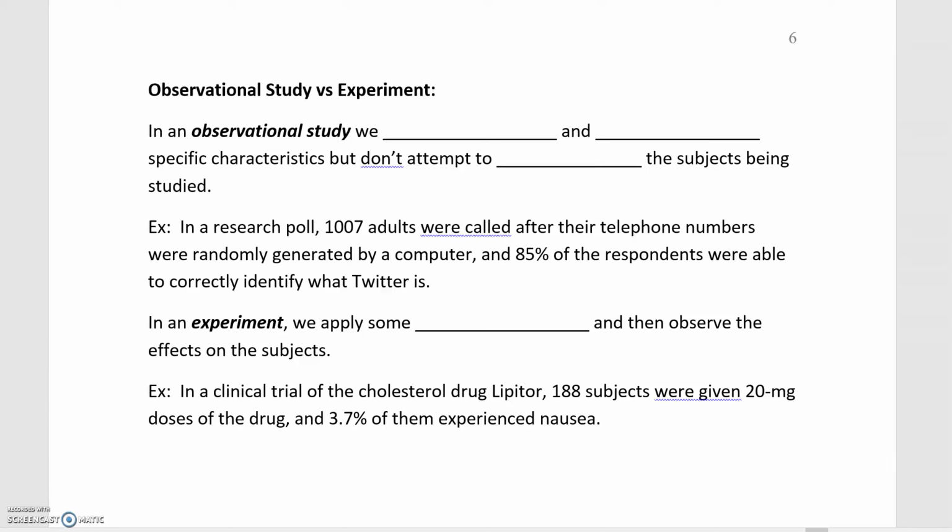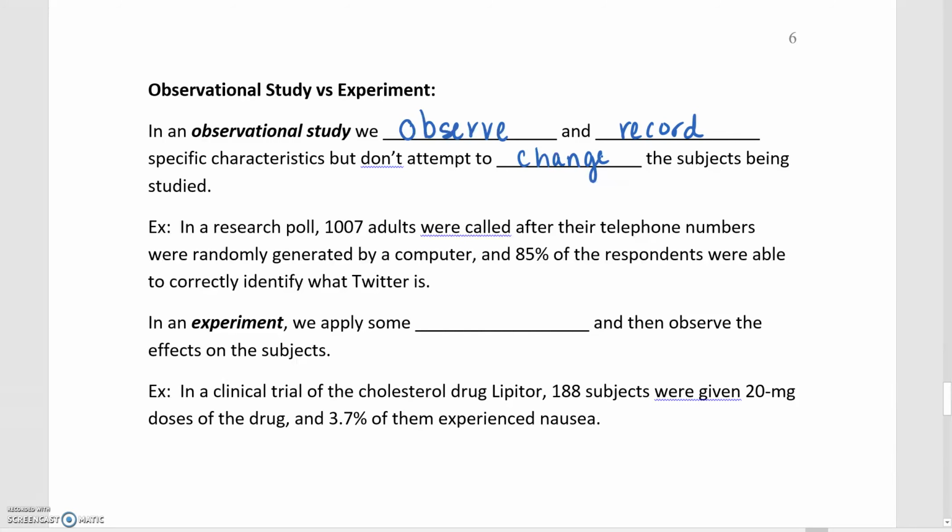Okay, in this video we're going to quickly talk about the difference between an observational study and an experiment. So in an observational study, we observe and record. So these could be specific characteristics, but we don't attempt to change the subjects being studied.